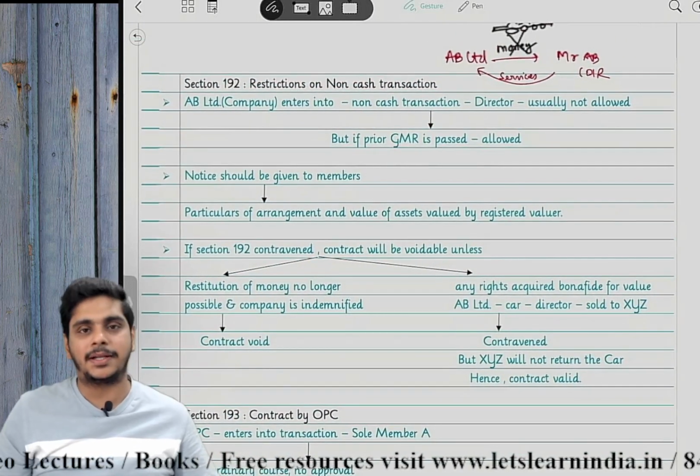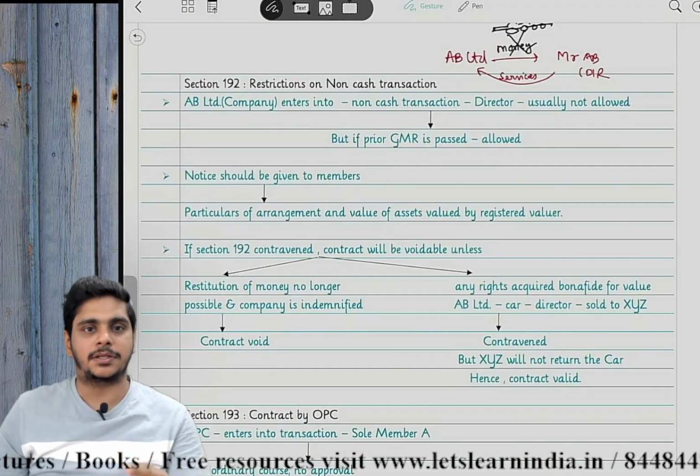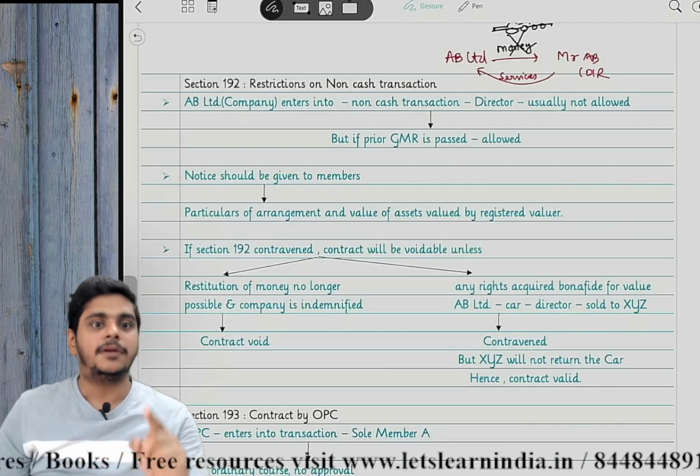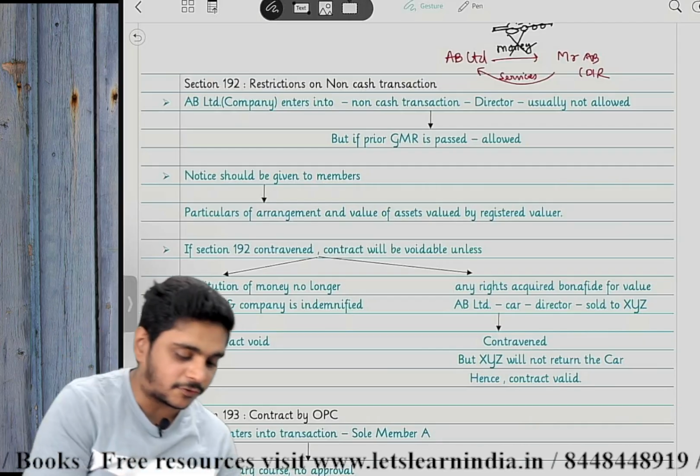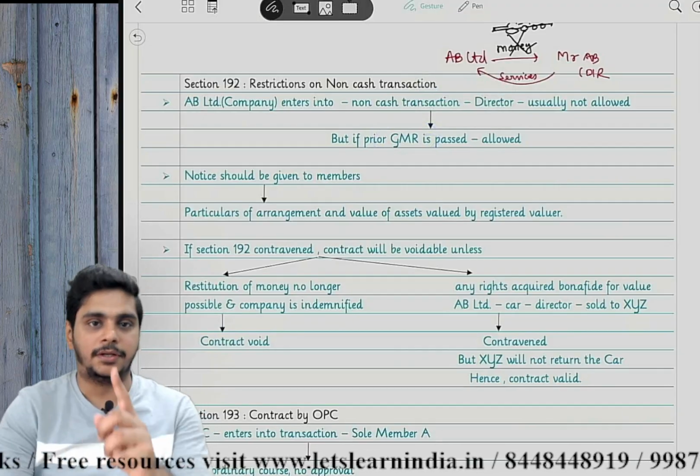Section number is 192, non-cash transaction. There's a restriction, there's no prohibition. That means it is allowed. But what you have to pass? GMR you have to pass. Okay. Read 192.